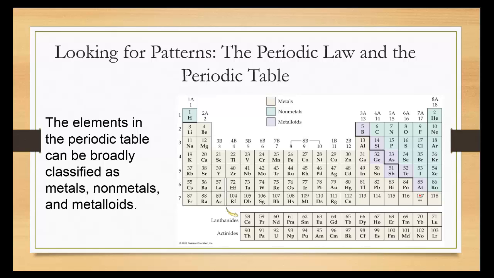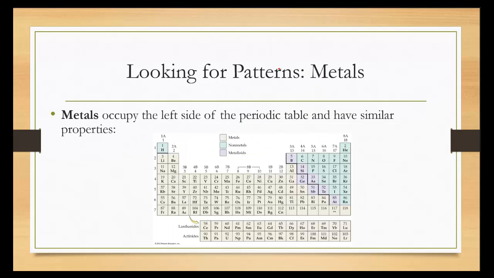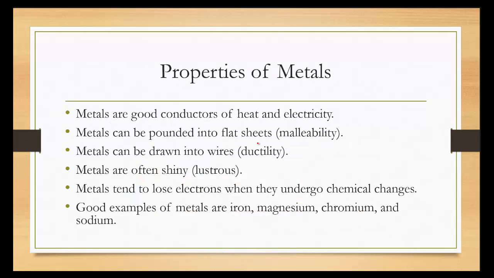The elements in the periodic table can be broadly classified as metals, nonmetals, and metalloids. Metals occupy the left side of the periodic table and have similar properties. They're good conductors of heat and electricity. They're malleable, meaning that you can pound them into flat sheets. They're ductile, meaning that you can draw them into wires. Lustrous, meaning that they're shiny.